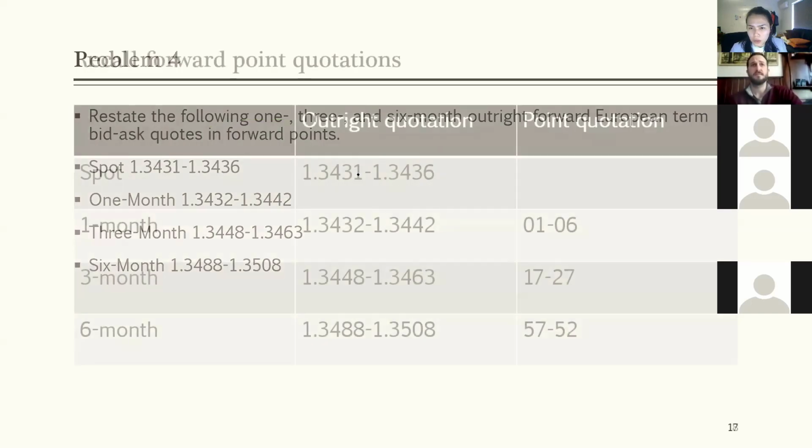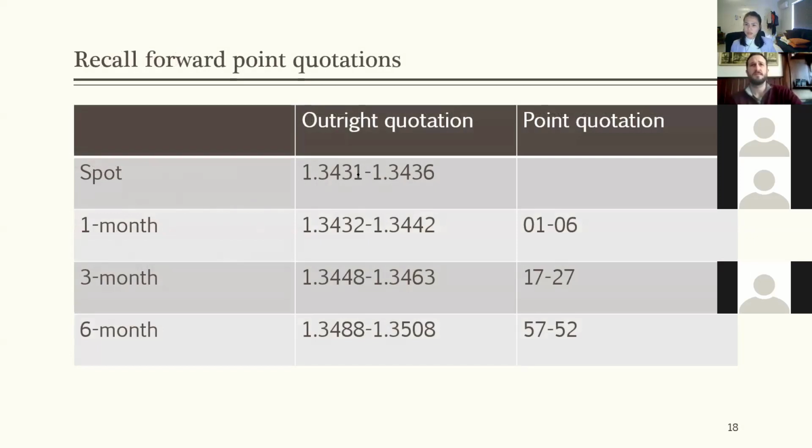So let me move on to my answer because I want to spend some time on the cross rate calculation. So if we look at the answer here, I have computed the difference between the forward rates and the spot rate for each of the maturities, okay? And these are the corresponding forward points.